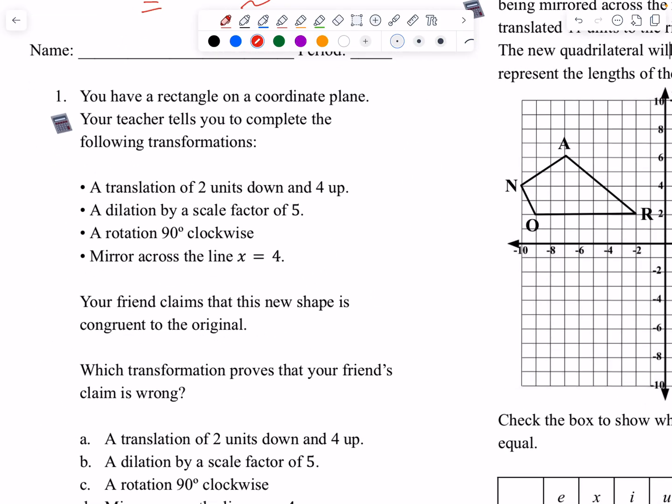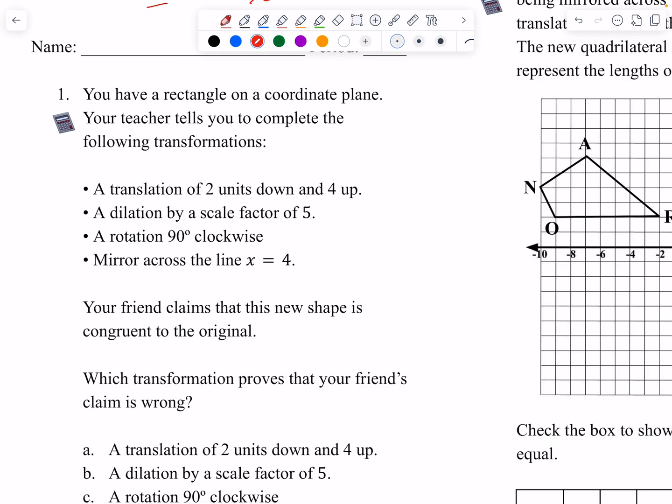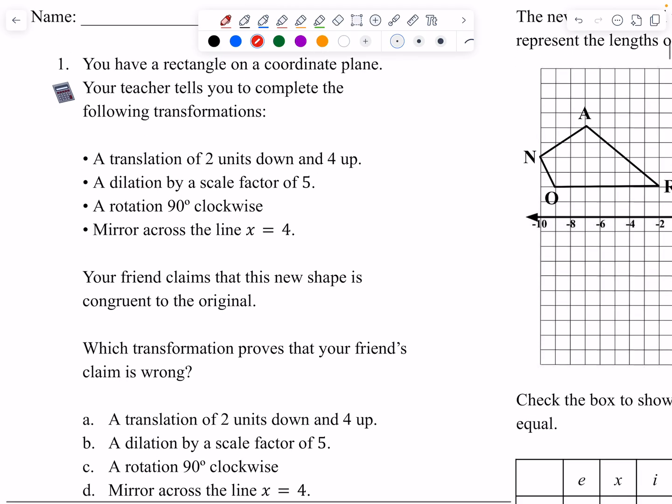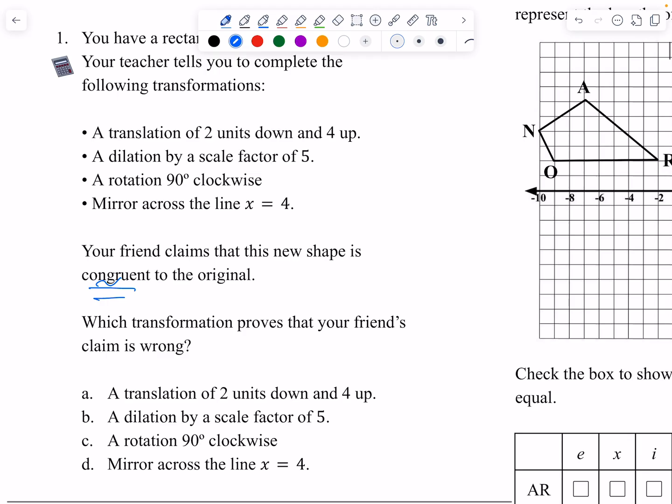All right, and see what we got to do. So you have a rectangle on a coordinate plane. Your teacher tells you to complete the following transformations. So a translation of 2 units down and 4 up, dilation of scale factor of 5, rotation 90 degrees clockwise, I don't know about where, mirror across x equals 4. Your friend claims that this new shape is congruent. So what does he mean? That it is exactly the same. Which transformation proves that your friend is wrong?